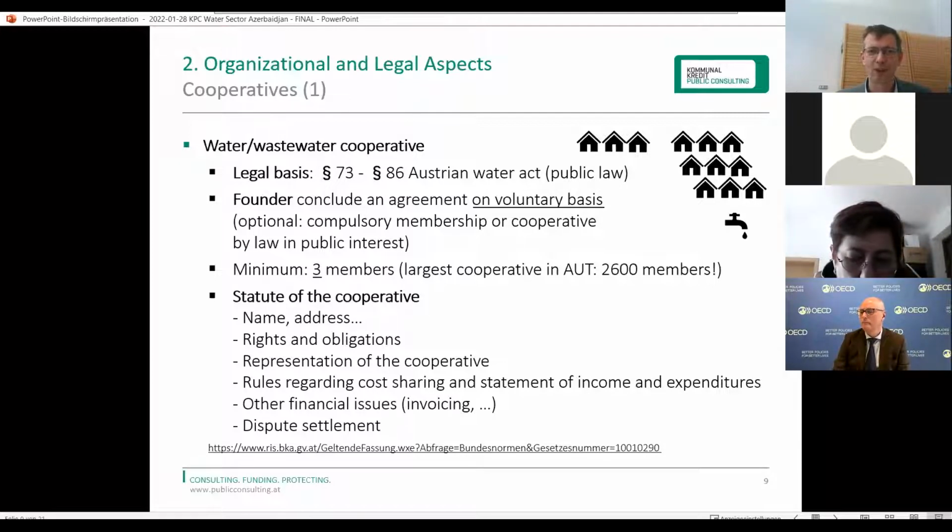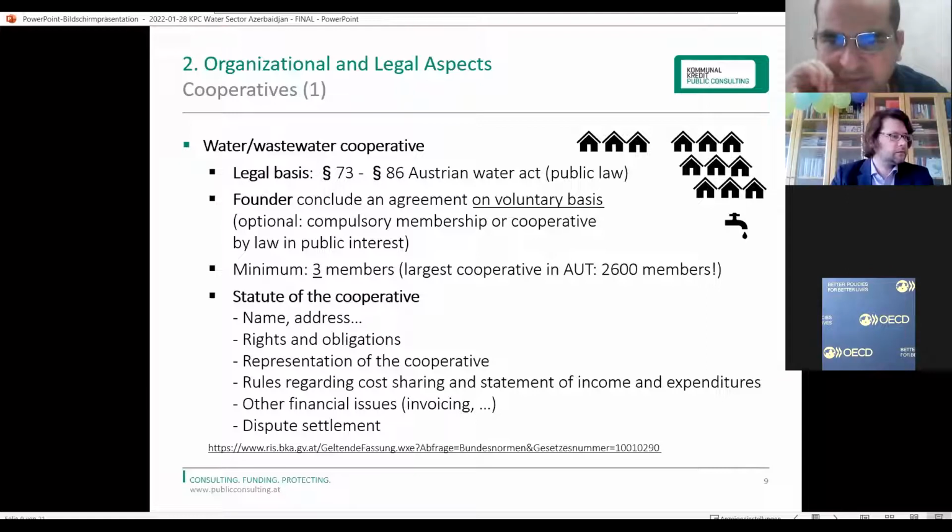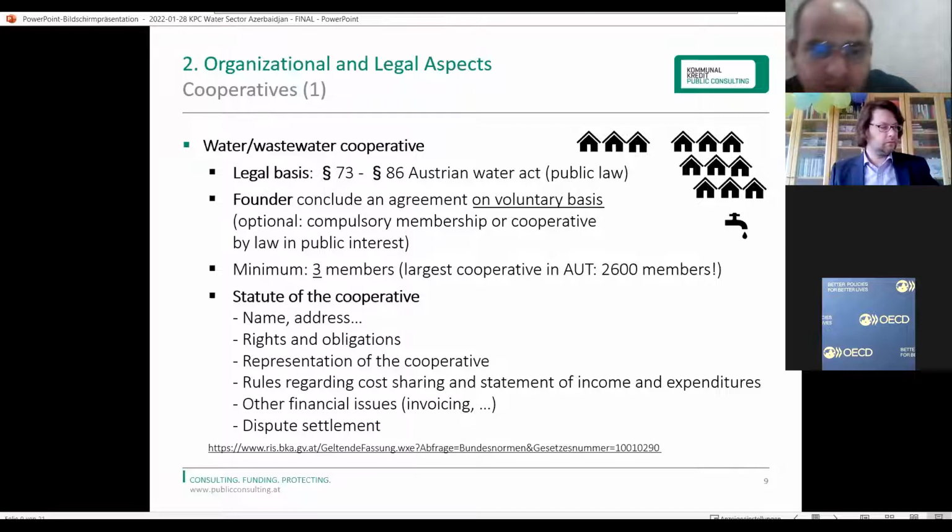The founders of this cooperative conclude and agree. The founders are private people who conclude an agreement on a voluntary basis. Sometimes there's also a compulsory membership or a cooperative by law and public interest, but it's not so important. The cooperative needs at least 3 members, and the largest one I found has 2,600 members. So 2,600 private people founded such a cooperative. They need a statute, and the statute includes, of course, name, address, rights and obligations, the representation of the cooperative, rules regarding cost sharing, statement of income, expenditures, financial issues, invoicing, dispute settlement, what is very important.